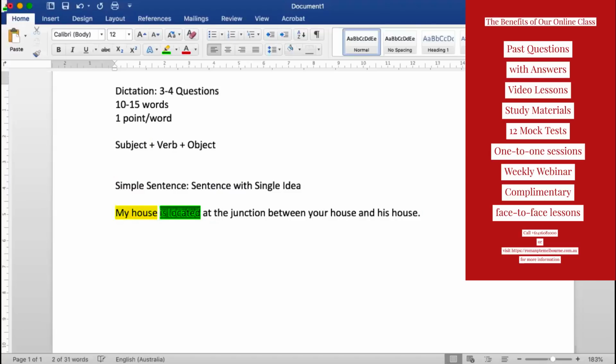And this part, although it looks like a long expression, you can see this is only telling us about the place, at the junction between your house and his house. So it is only giving us information about the place. So it's a simple sentence containing subject, verb, and the predicate, or we call that extra information as well for the simplicity. So my house is located at the junction between your house and his house.